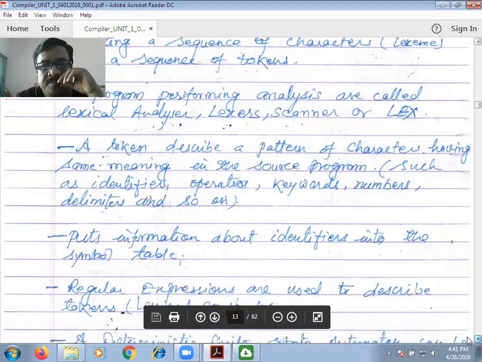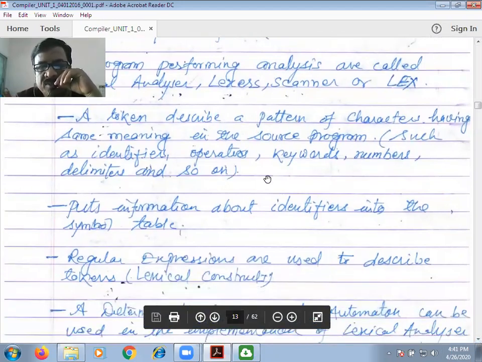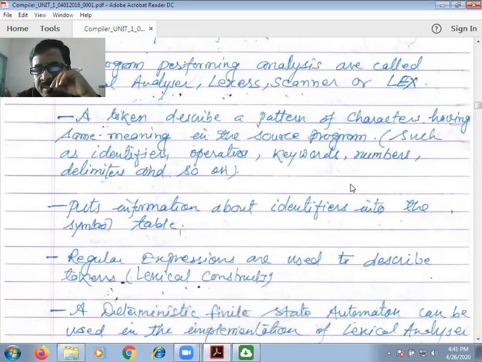For example, suppose we write an equation A = B + C. Then A is a character stream which is known as an identifier, or token type identifier. The equal sign is an assignment operator, which is a token type of operator. B and C are also identifier type tokens, and plus is the addition operator.